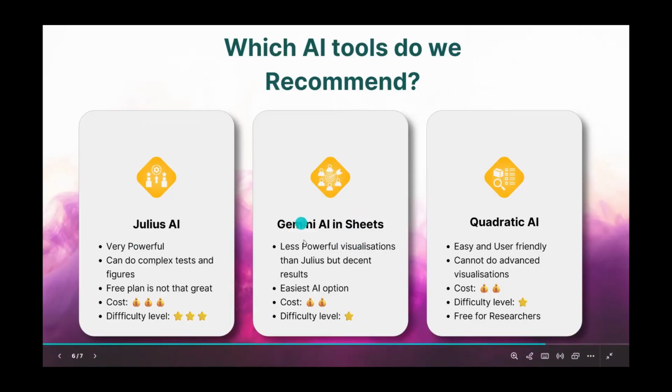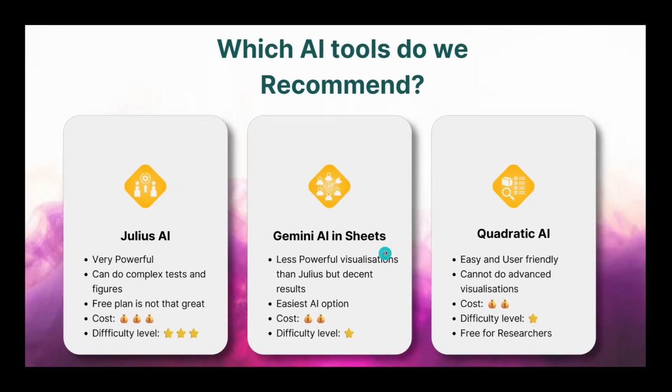Okay, coming to Gemini AI in Sheets, it has less powerful visualization than Julius, but decent results. So advanced visualizations are not that possible. Among the three, Gemini AI is the easiest to learn and master. Cost is in the middle range, that is $20. You need to go for the paid plan of Gemini to access it. Difficulty level is very easy, right?